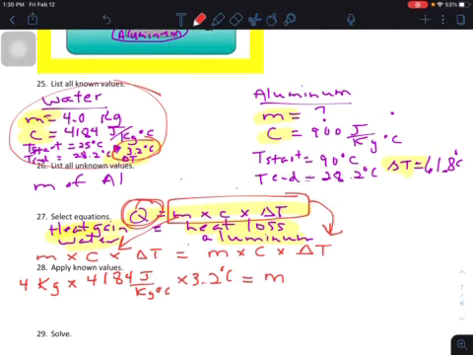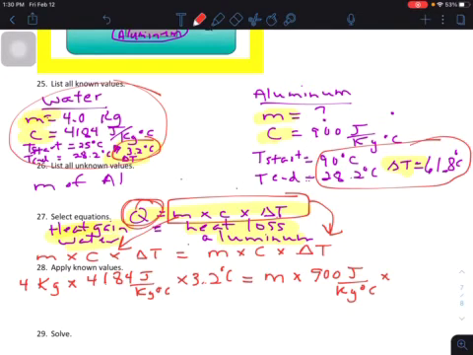That equals the heat lost by the aluminum: mass, which we don't know, times specific heat, which is 900 joules per kilogram per degree Celsius, times the change in temperature for the aluminum. Remember, this is coming from up here. It started out at 90, we put it in the water, and it went down to 28.2. 90 subtract 28.2 is 61.8 degrees Celsius. So we put all of our numbers in here now.